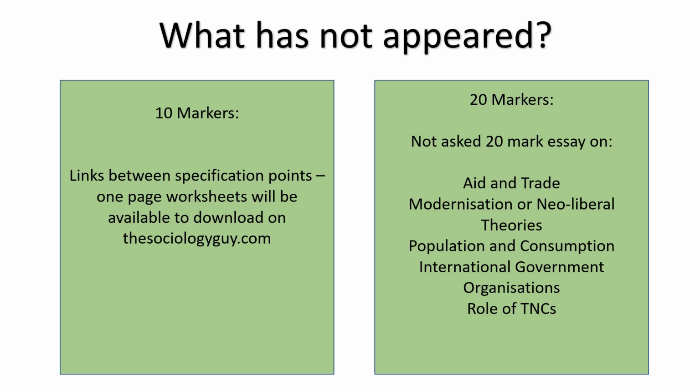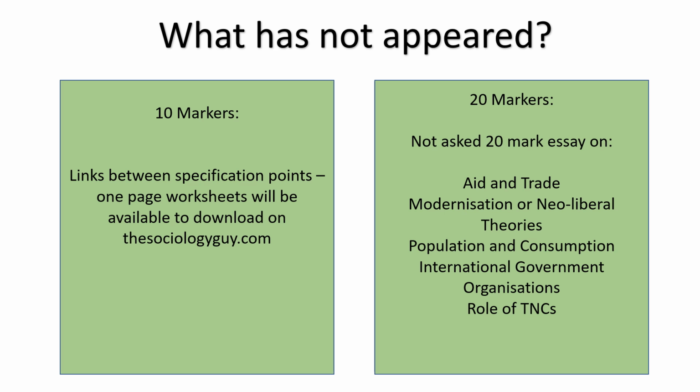So what's not appeared? Again, it is very difficult with the 10 markers to say what has not appeared. So I'm going to try and set up some links between those. What we'll do is a one-page spread, and I will look at global development and say, okay, aid: how does aid impact on gender? How does aid impact on education? How does aid impact on industrialization? For the 20 markers, there are a lot of essays that could potentially come up here.